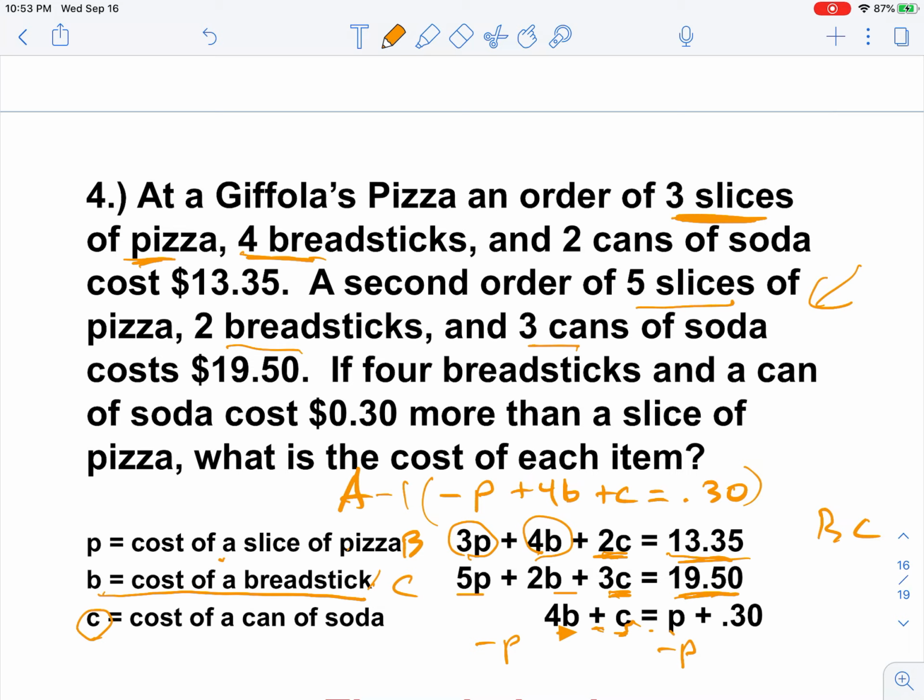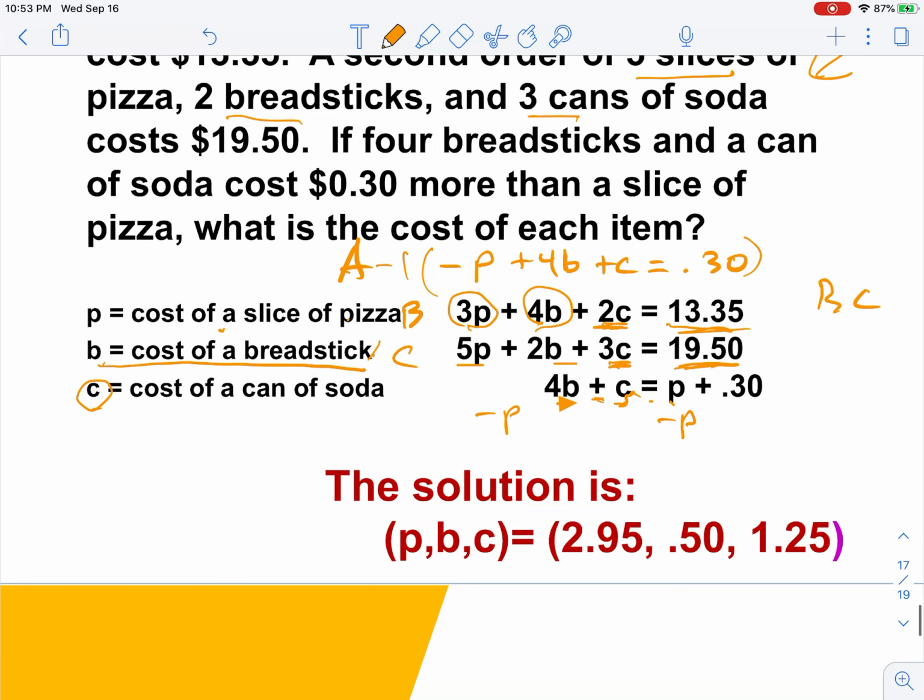You will work this out on your own and then hit play once again after you pause and work it out on your own, and I will show you what the answer is. I gave you a glimpse of it earlier in that ordered triple. Here it is once you pause and hit play again. There is the solution. $2.95 for a slice, 50 cents a breadstick, $1.25 for a can of soda.